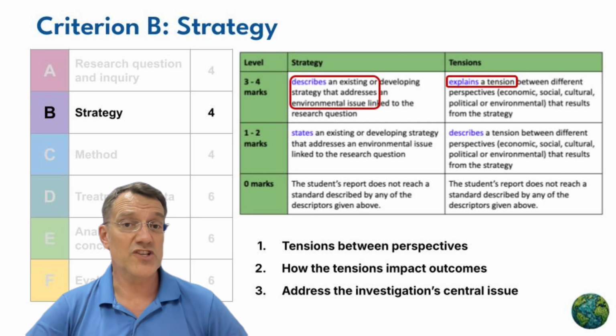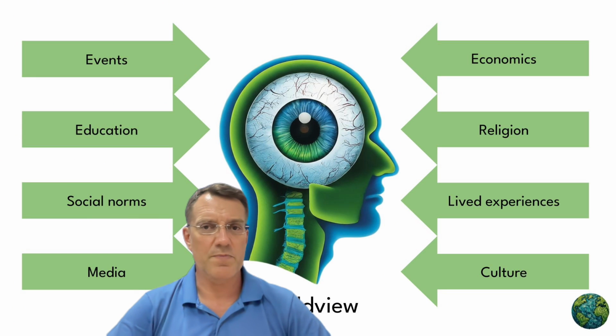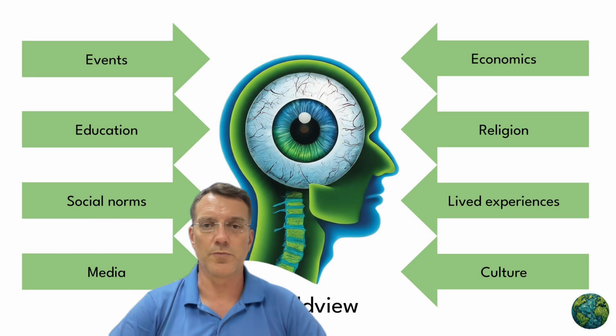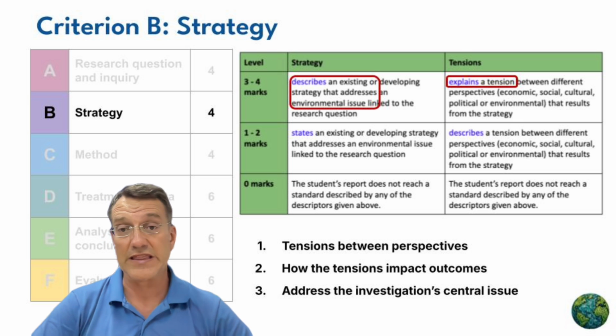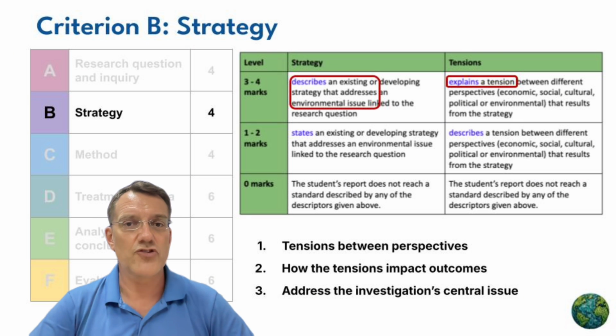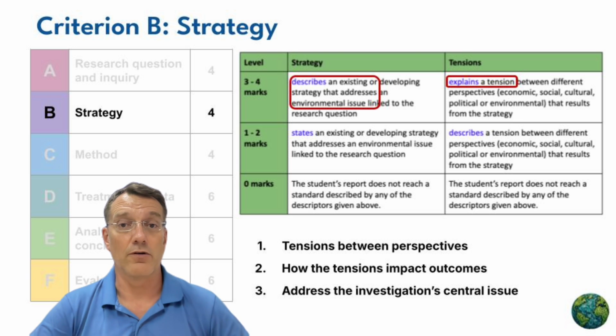Second, you need to explain a tension between different perspectives that results from the strategy. These perspectives could be economic, social, cultural, political, or environmental. The word explain means you need to go deeper than just listing different viewpoints. You need to show why these perspectives conflict and what the consequences are that arise from that conflict. To earn full marks, you have to do both parts well. So let's explore each one in more detail.